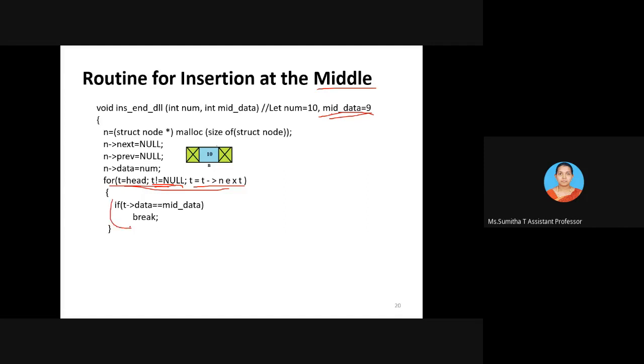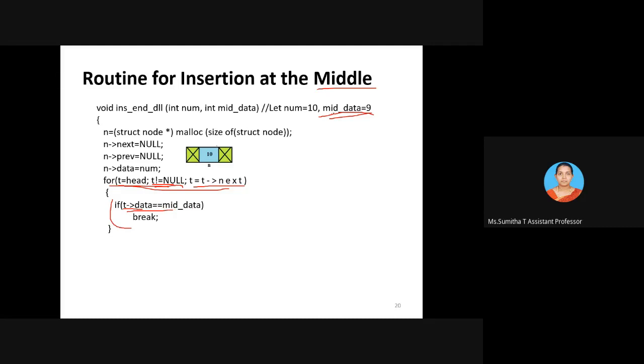What is the process? The if statement. What are we checking here? The T of data. T is nothing but the place where T is placed now. In the first iteration, it is at the head node. In the second iteration, it moves one node forward, that is the second node, then the third node. Likewise, T is moving. When T is placed at a particular node, we check the data in that node, which is equal to mid data.